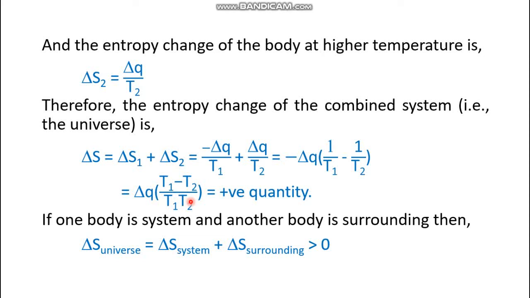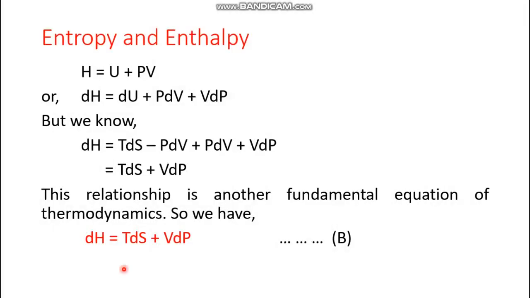Okay. So if body 1 is equivalent to a system, and body 2 is equivalent to the surrounding, then if some system releases some heat to the surrounding, the overall entropy would increase, and the combination of the system and the surrounding is nothing but the universe. Therefore the entropy of the universe is always increasing, and this second corollary of the second law of thermodynamics has been proved mathematically. Now move on to the relationship between enthalpy and entropy.